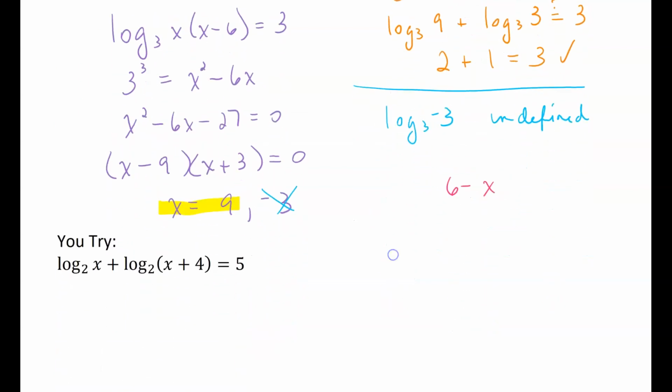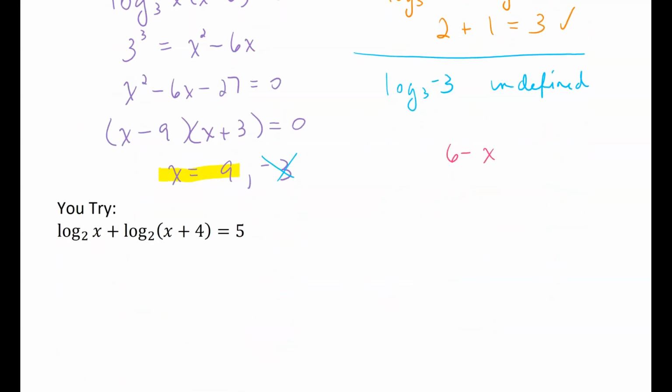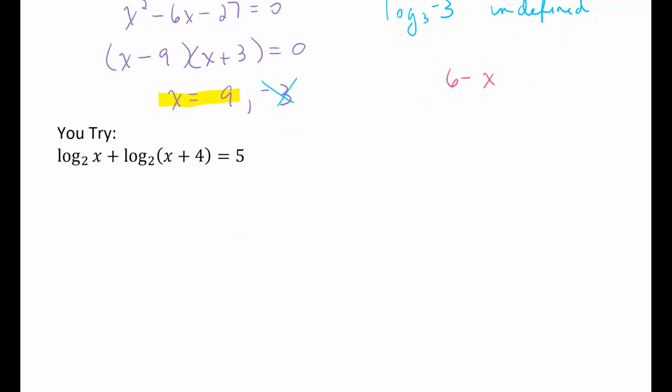Okay, here's one. Sorry, this one's not printed on your paper, so you'll have to write that down. So I'll give you guys a minute to work on that one.